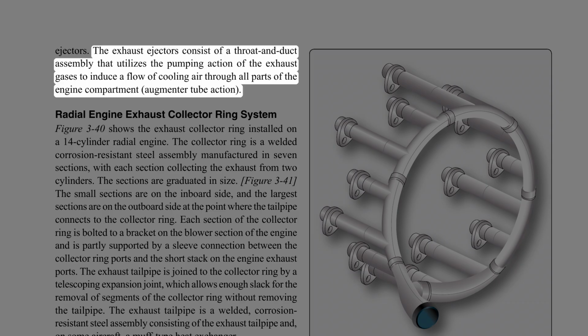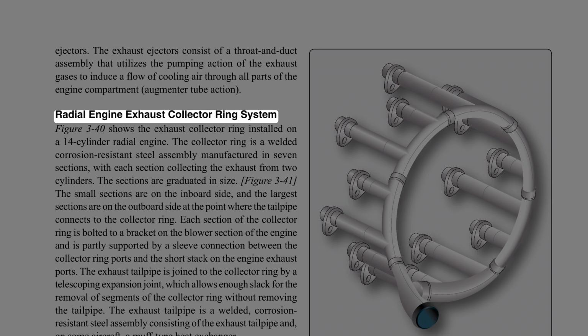The exhaust ejectors consist of a throat and duct assembly that utilizes the pumping action of the exhaust gases to induce a flow of cooling air through all parts of the engine compartment. Augmentor tube action.